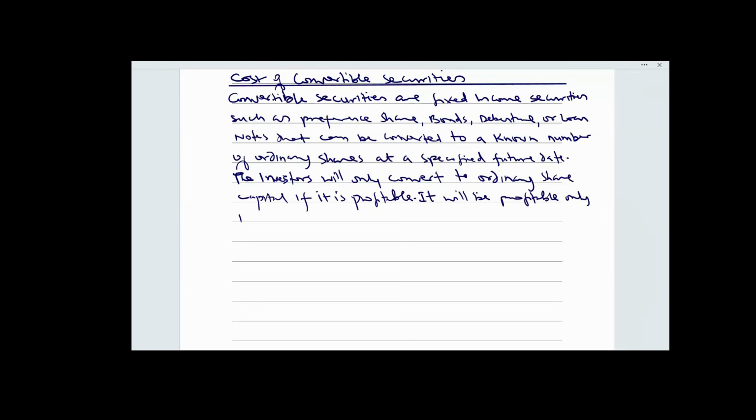only if the conversion value at the exercise dates is higher than the redemption value. Okay.